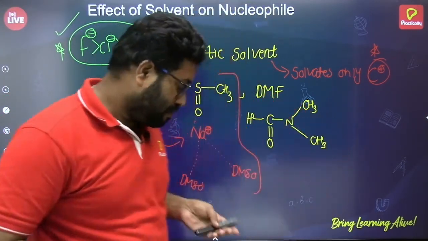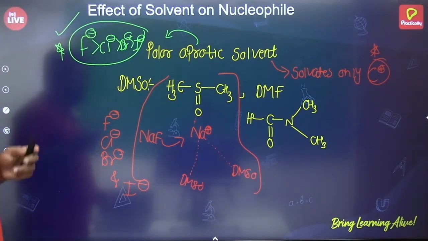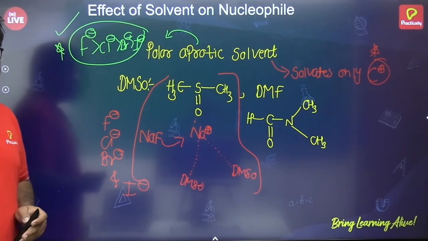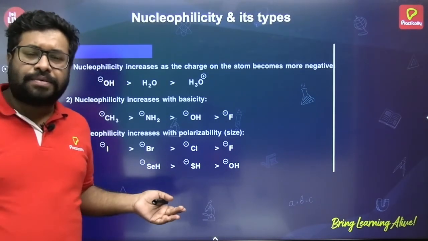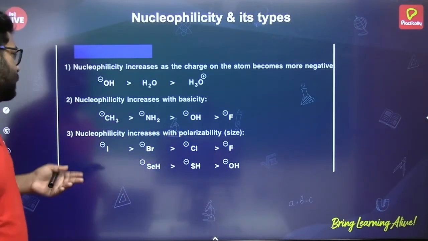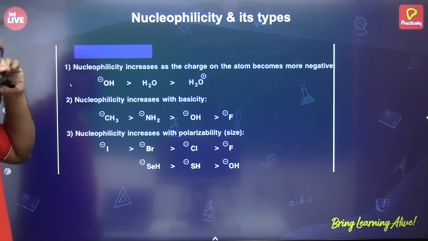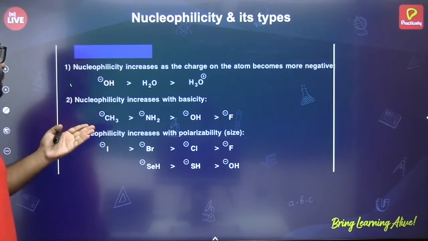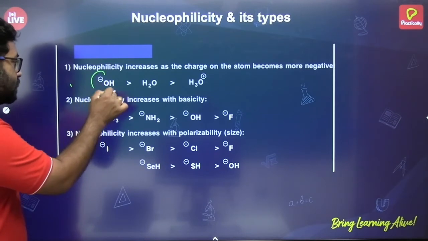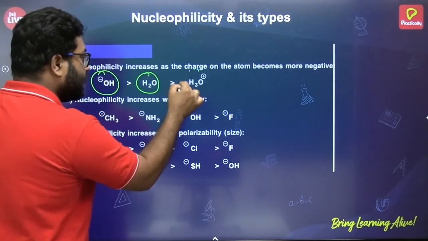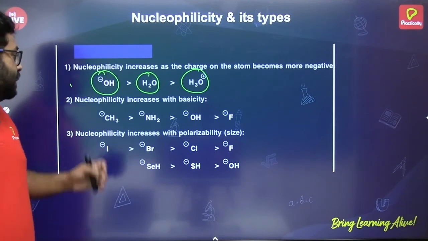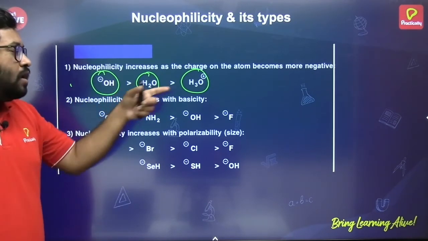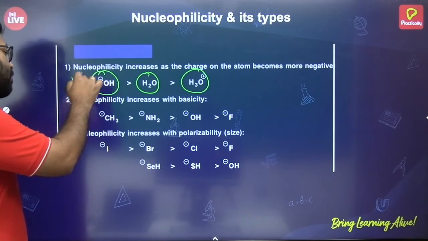Moving ahead, you can take a look at this. Now let's see some of the different types of nucleophiles. Nucleophilicity increases as the charge on the atom becomes more negative. You can see here OH minus, neutral water and H3O plus. The higher the negative charge, the more the nucleophilicity. This is negative, this is neutral, this is positive, so the order should be like this.